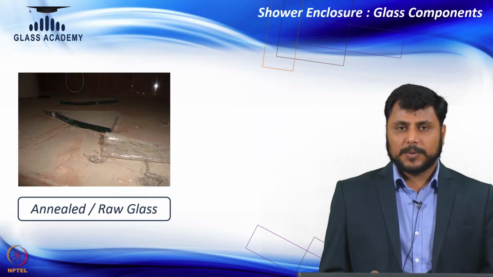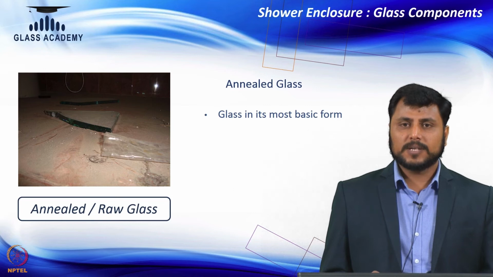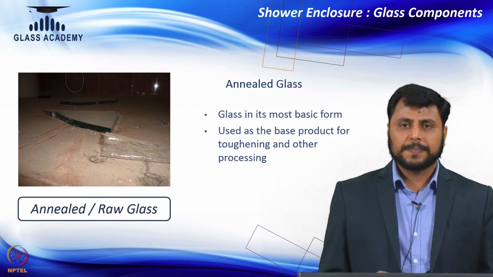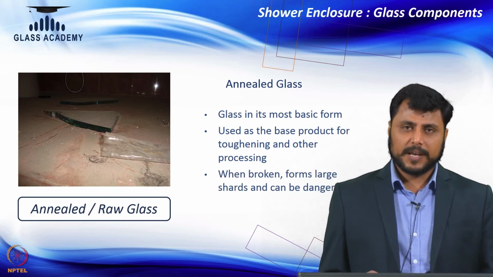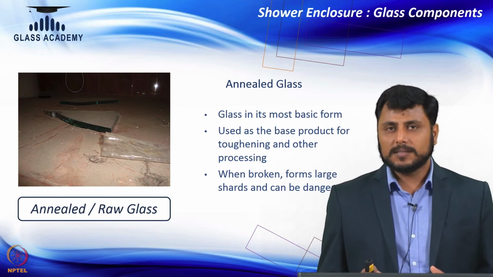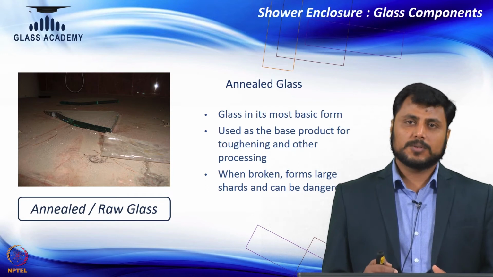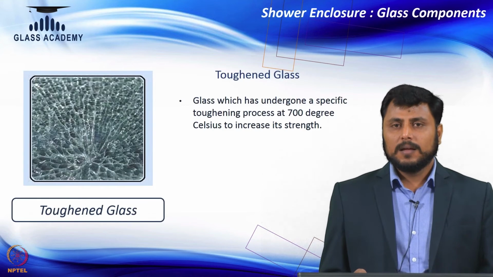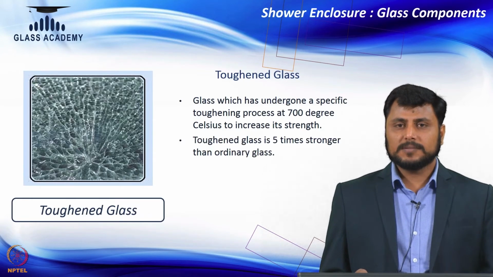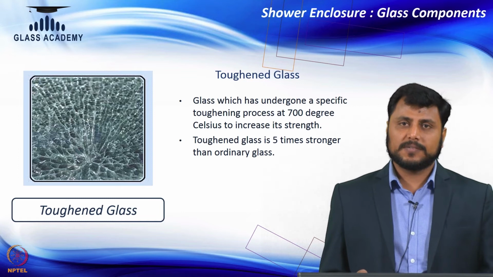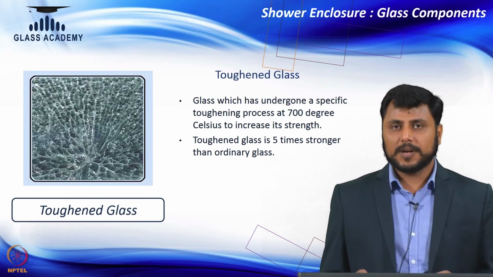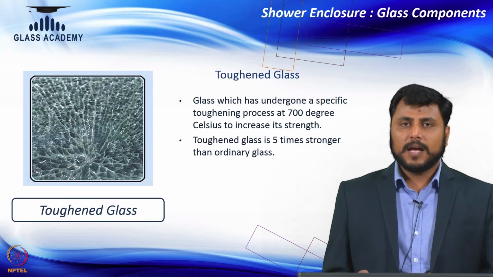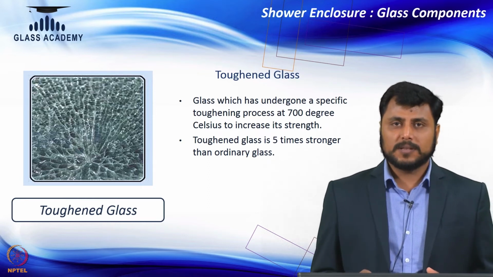Why can't we use annealed glass? Because it is a basic form, used for other processing such as toughening, and when it breaks it breaks in large pieces. That is the biggest disadvantage of raw glass, which is why we do not recommend using it in a shower cubicle product. Why toughened glass? Because it has gone through a specific toughening process done at almost 700 degrees Celsius, and toughened glass is 5 times stronger than raw glass.